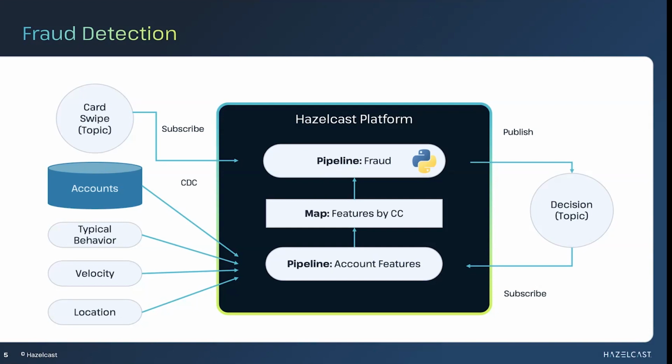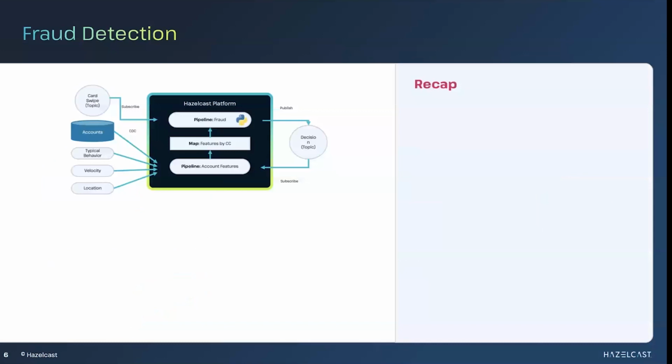And then we can have another pipeline that's responsible for processing the card swipe. So dealing with formatting, retrieving the features out of the map. And we actually have an embedded ML inference runner that will actually run Python instances for you, submit the features, and get the score.